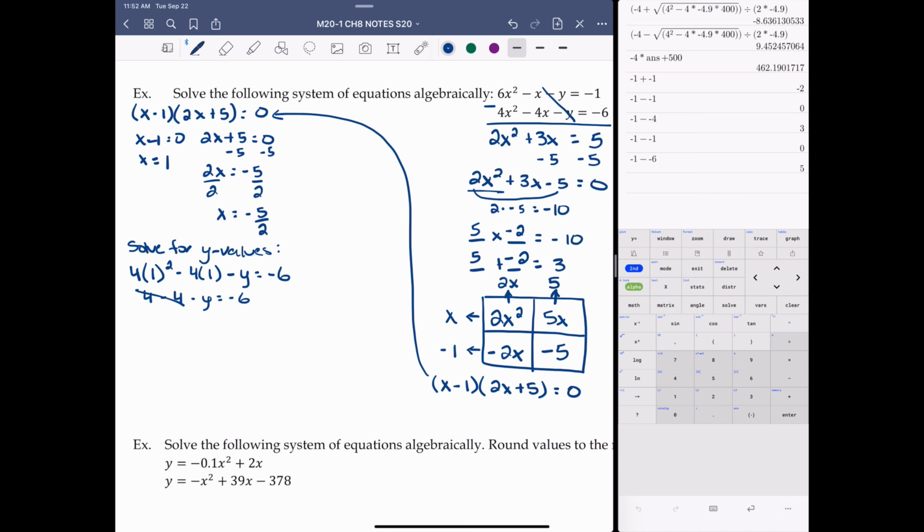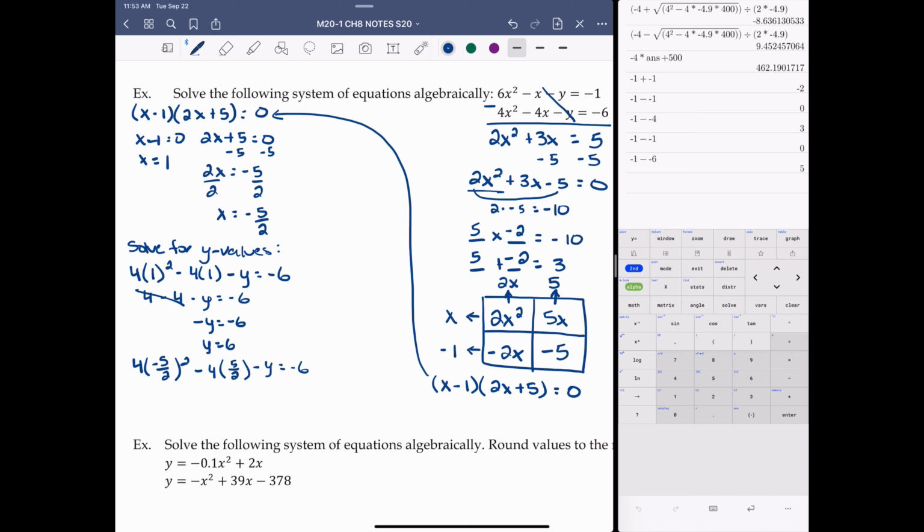4 minus 4, that's 0. So I get negative y equals negative 6. Adding y to both sides and adding 6 to both sides, y equals 6. Now we want to sub in our other value. 4 times negative 5 over 2 squared minus 4 times negative 5 over 2 minus y equals negative 6.